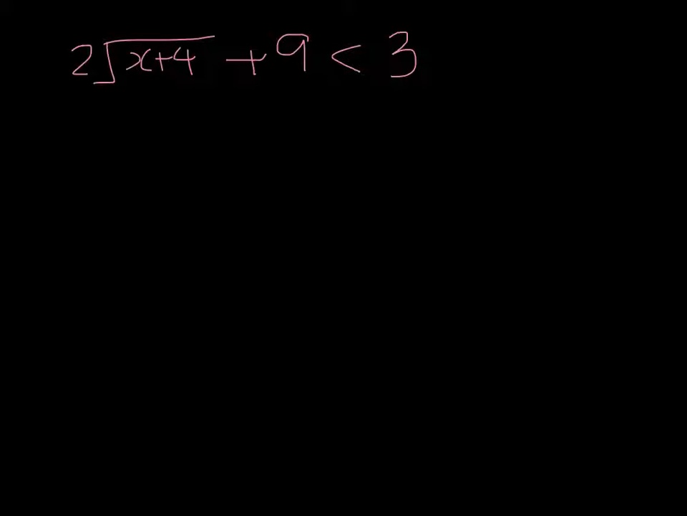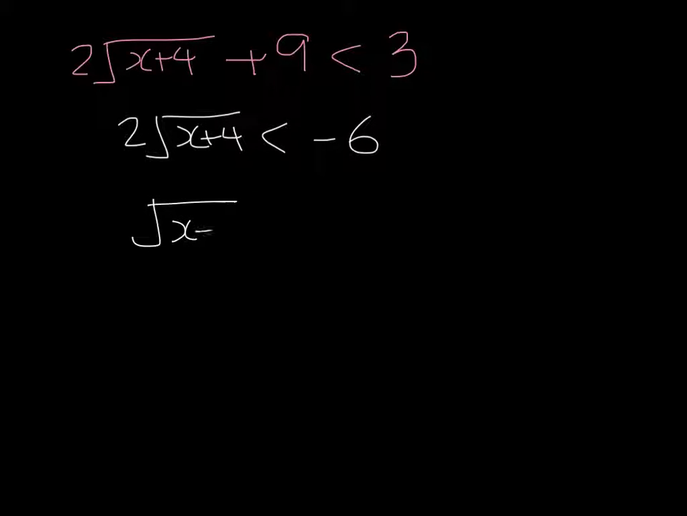For our last example, we'll begin by trying to isolate the radical. 2 times the square root of x plus 4 is less than -6. Or the square root of x plus 4 is less than -3. Now if we just think about this inequality here, a square root is always at least 0, and it can never be negative. So this means that for all x, our inequality does not hold. And so therefore, for this inequality, we have no solution.